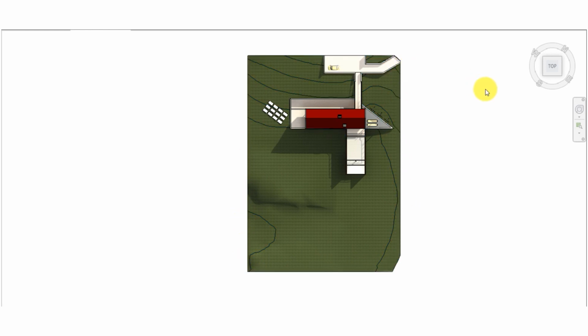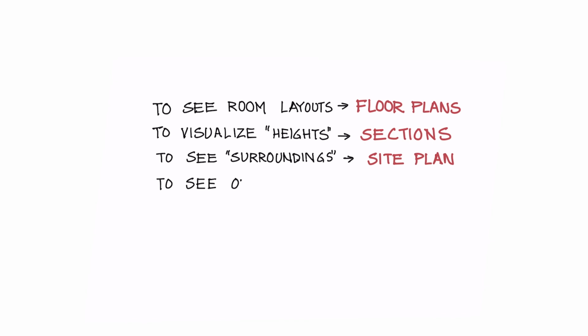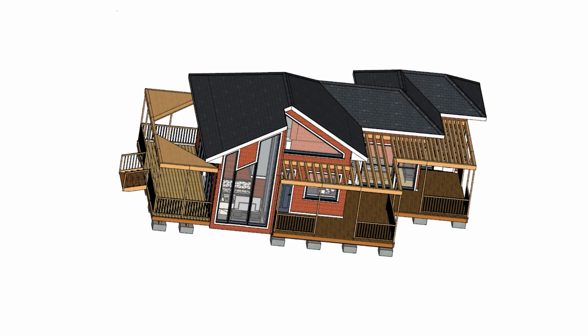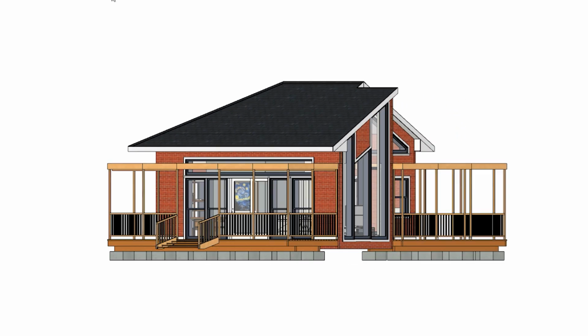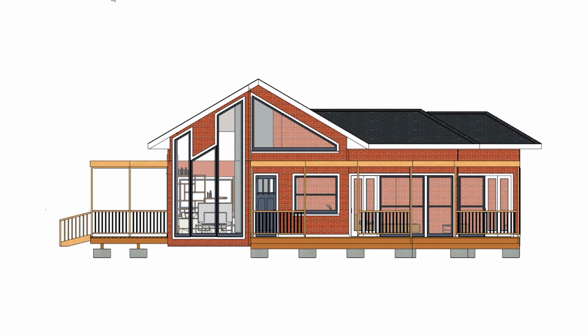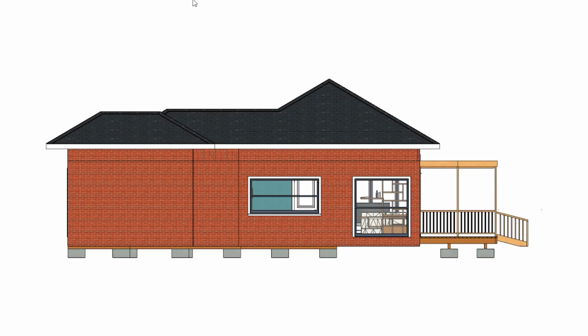Now, what if you want to see how your house will look from the outside? In this case, we need another architectural drawing, which we call an elevation drawing. It's simply a flat view from all four sides of the house. In this, you will see which materials are applied on the exterior. It helps in visualizing the house's exterior aesthetics.